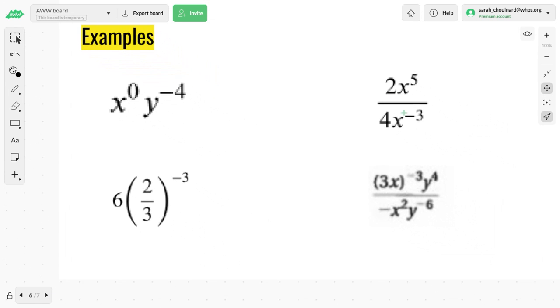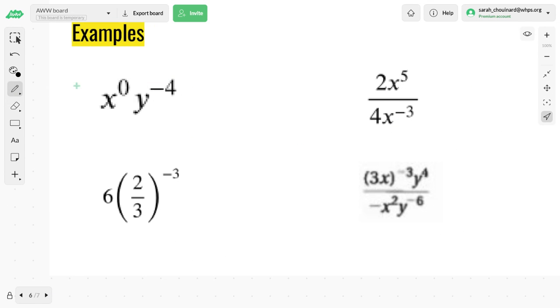All right, a couple more examples. So x to the 0, that is simply 1. So that's kind of gone from this problem. And then y to the negative 4, I need to move it to the denominator to make it the reciprocal. And so it's going to be 1 over y to the 4th power.